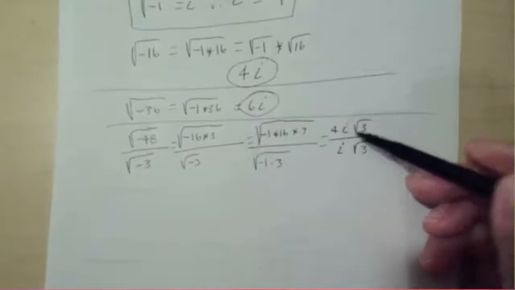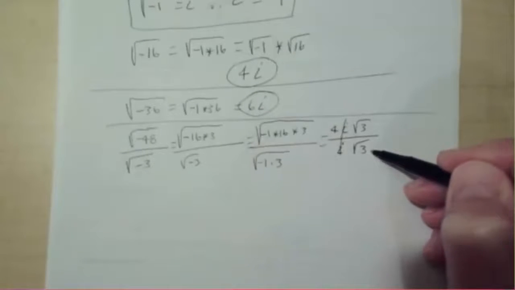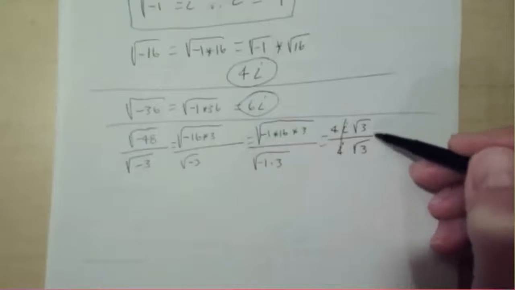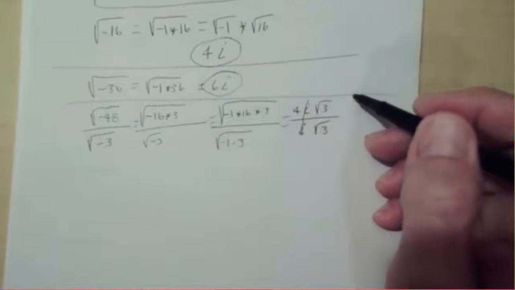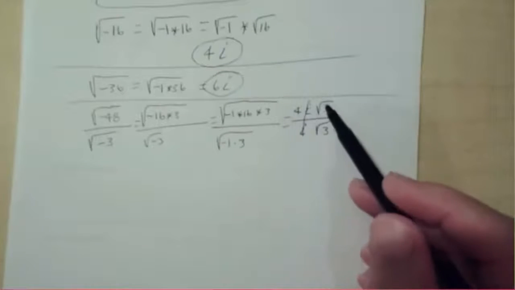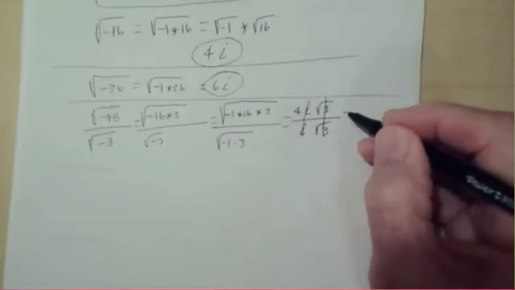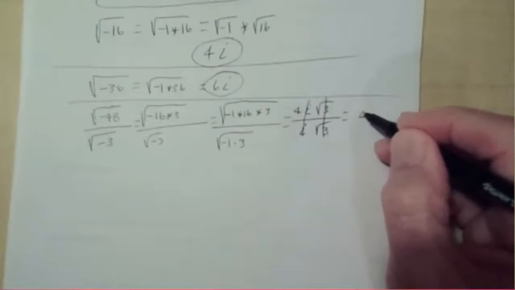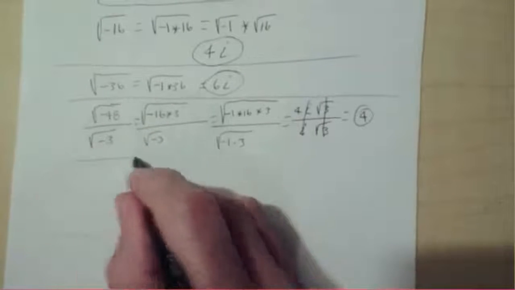Now, the i's cancel each other out. Square root of 3 divided by the square root of 3. We don't know what that is without a calculator, and we don't care. We know that any number divided by itself is 1. So it just cancels each other out. So our answer is 4. Okay. Now what if we have this?